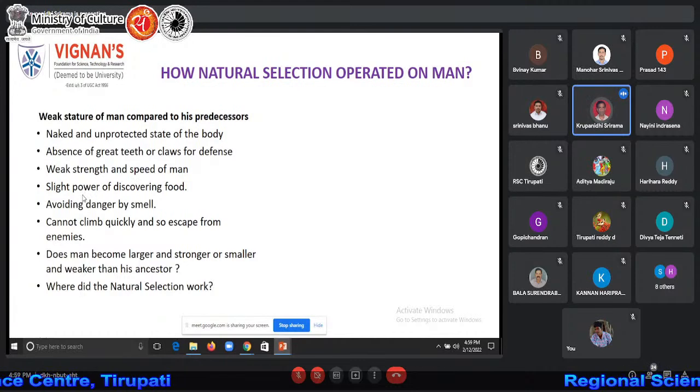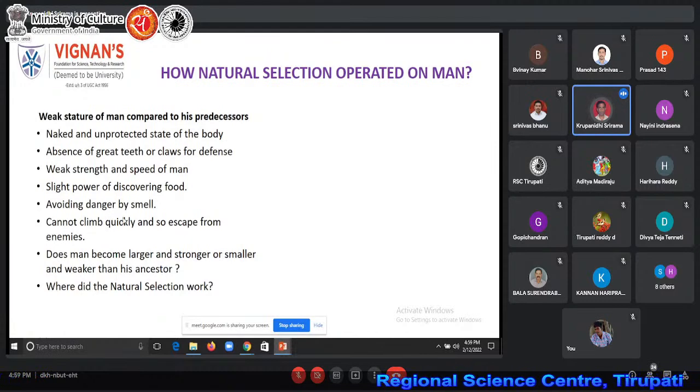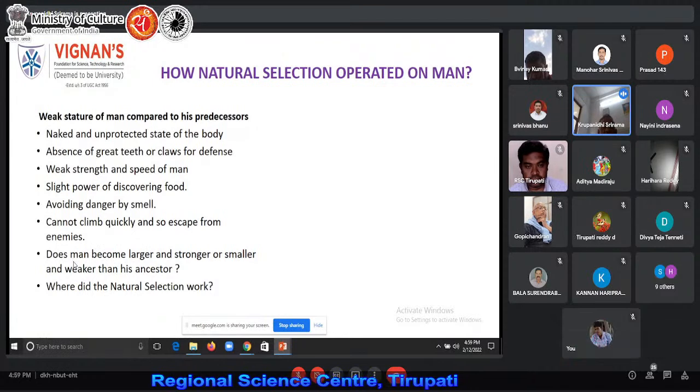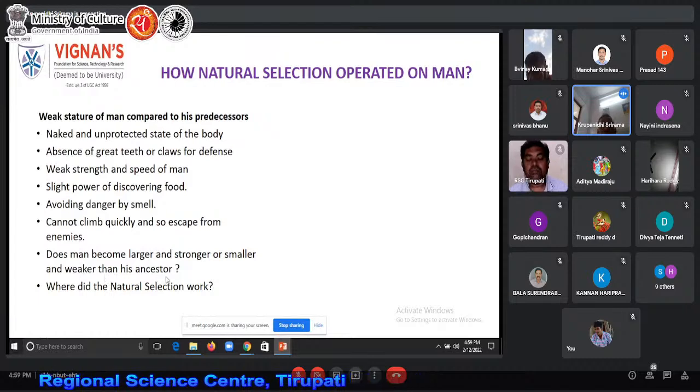And we have only a slight power of discovering the natural food available around; we are unable to identify whether it is our food or not unless it is cooked, unless we do agriculture. And avoiding danger by smell: the olfactory sense is less in human beings. And again, we cannot climb quickly, so we cannot escape from enemies. And thus man became smaller and weaker than his ancestors.